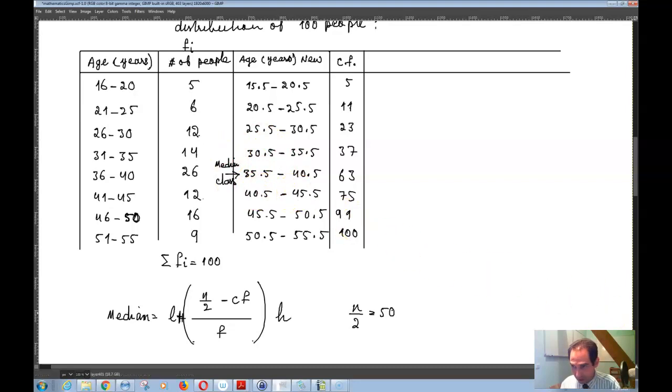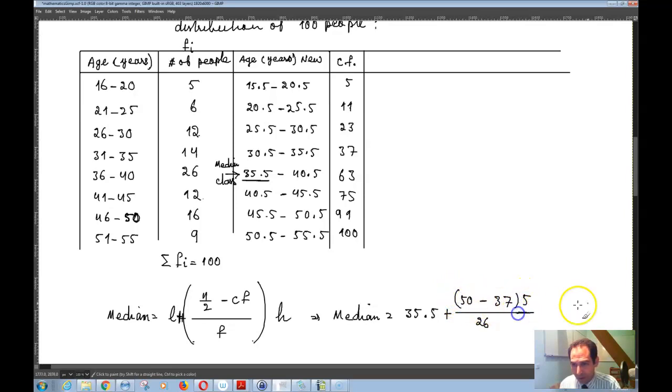So then, based on the median class, I can write median is equal to L, the lower limit of the median class, which is 35.5, plus n divided by 2, which is equal to 50, minus the cumulative frequency of the class prior to the median class, which is 37, divided by the frequency of the median class, which is 26, times the class size, which is 5.